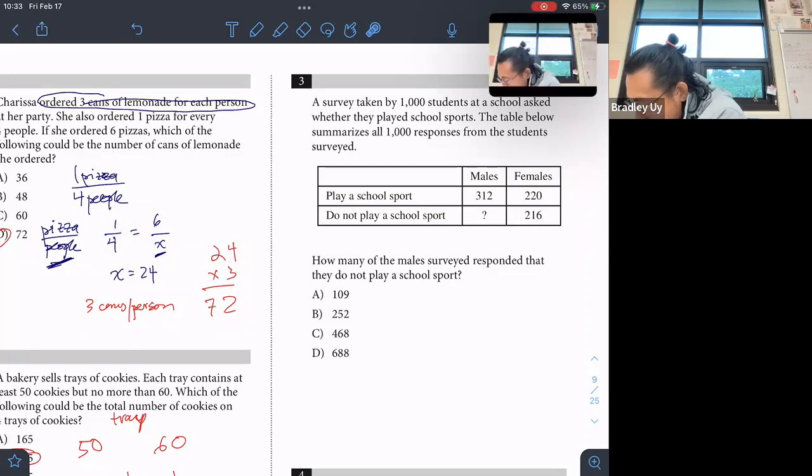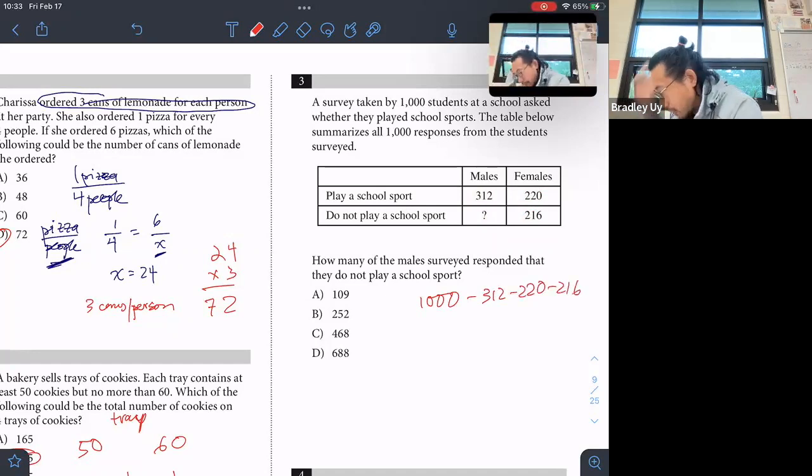So these are all disjoint. You either play a school sport or you don't. Those are your 2 choices. There's nothing in between. And so the males who play a sport, plus the males who don't play a sport, plus the females who play a sport, plus the females who don't play a sport, should all add up to 1,000. So you would take your calculator and do 1,000 minus 312 minus 220 minus 216.